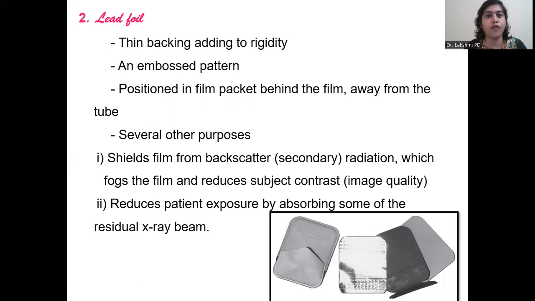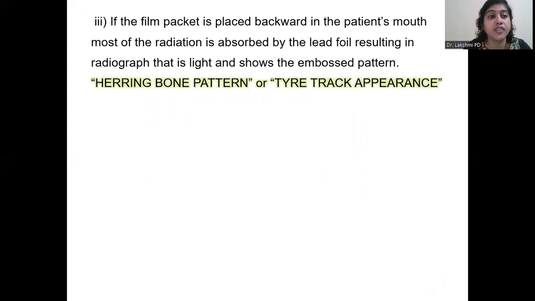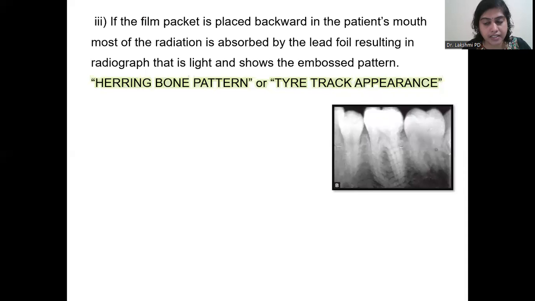Now, what will happen if you place a film exactly opposite? That is, your lead foil is facing towards your tube, that is, your label side is facing the X-ray tube. You will get a characteristic radiographic fault, which is called your herringbone pattern or your tire track pattern, like you can see in this image. That is, you will be able to see the embossed pattern of your lead foil embedded onto the dental radiograph.